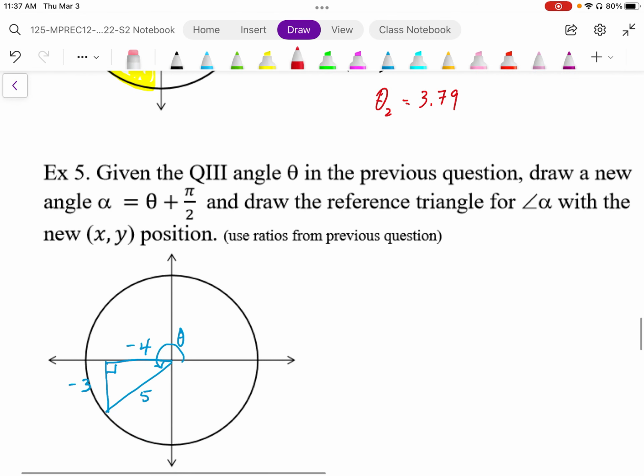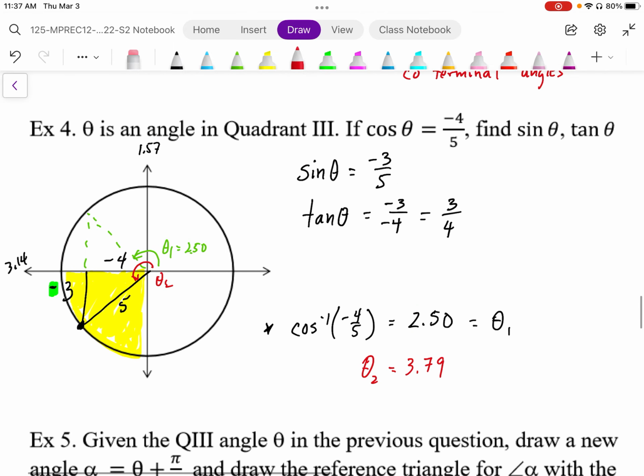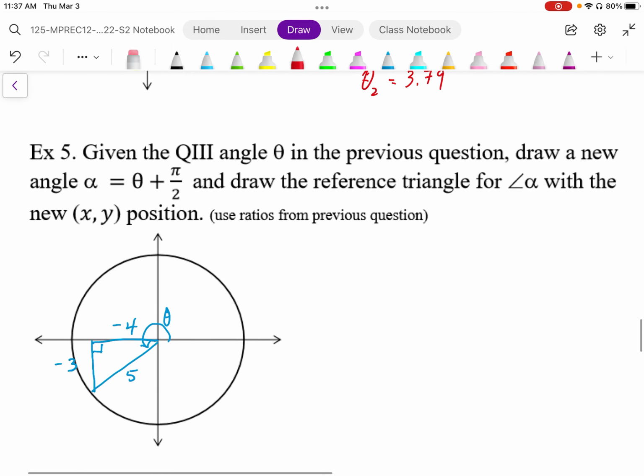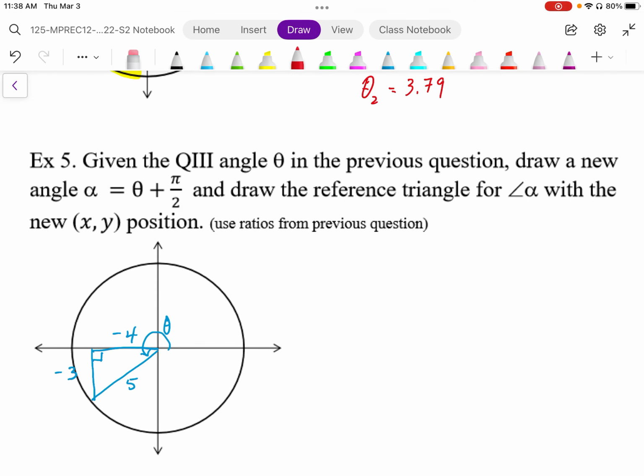This next question, we're talking about the same angle. Okay, so this angle in quadrant 3, it happens to be 3.79, but we don't actually need the measurement. We want to draw a new angle alpha, and that angle alpha is theta plus 90 degrees, or pi over 2. So I'm just going to draw in where that might be. So it's going to look something like this.